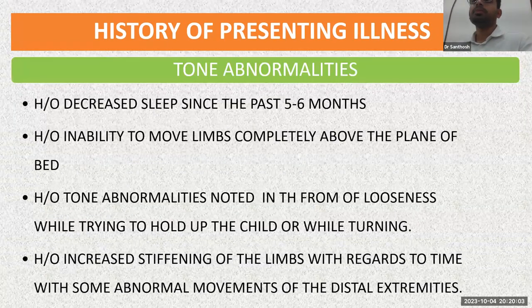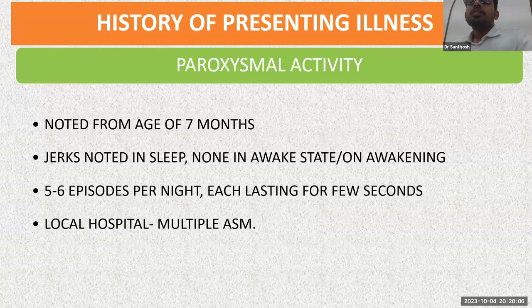The other complaint was a paroxysmal event, noted first from the age of 7 months, in the form of jerks noted in sleep, none in the awake state or on awakening, 5 to 6 episodes per night, each lasting a few seconds. The child was admitted in multiple hospitals, evaluated for the same, and put on multiple anti-seizure medications.